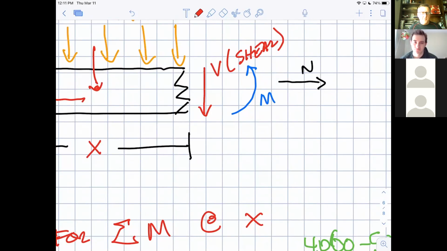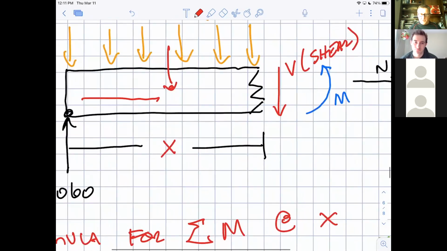That's exactly the basis on which we did the truss problems, right? We ignored everything and just looked at one joint and said, this joint can't move. That's what we're doing here. That section can't move.